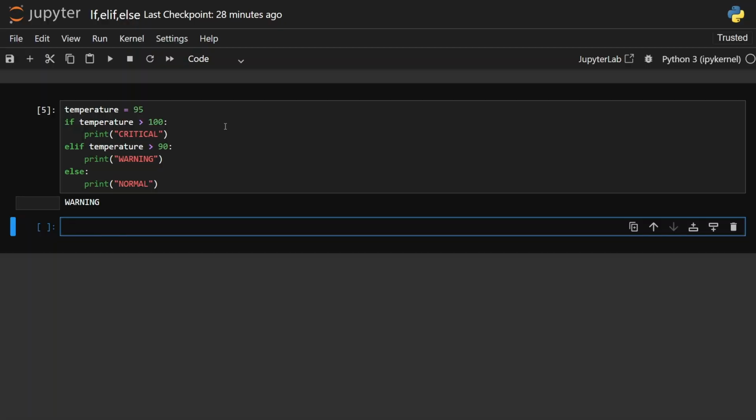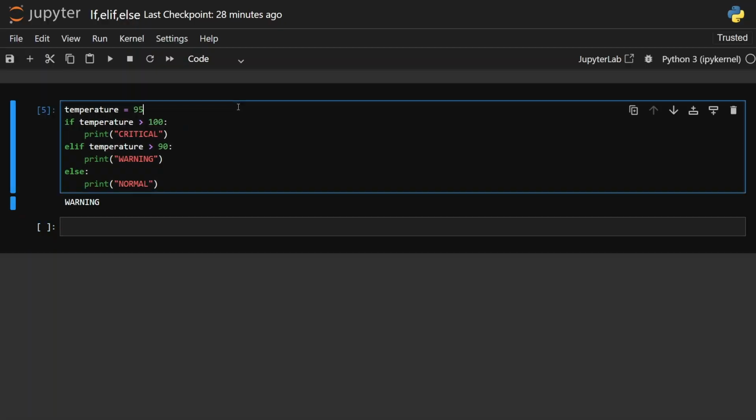We already know how Python checks conditions using if and elif. But what happens when none of those conditions are true? Let's test it. Our temperature is 85 degrees. Python starts at the top and asks, is 85 greater than 100? No, so it moves to the next condition. Is 85 greater than 90? Again, no. Now Python has reached the end of its conditions.